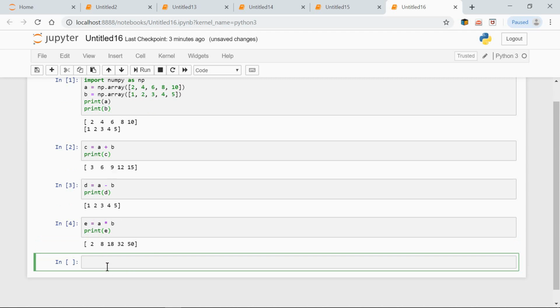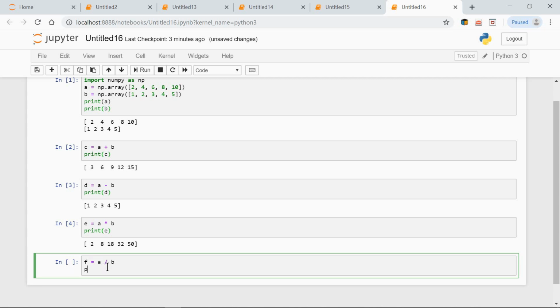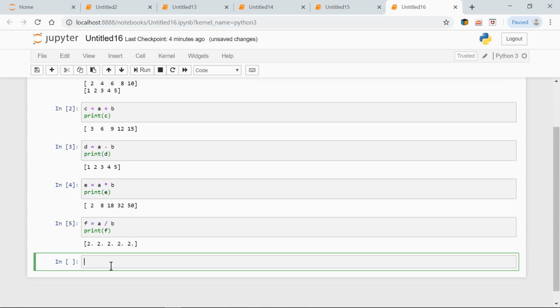Now true division. F equals A divided by B. Print F. Here all the elements are the same because these are the results of dividing the elements from A by the elements from B. 2 divided by 1 is 2, 4 divided by 2 is 2, 6 divided by 3 is 2, and so on.